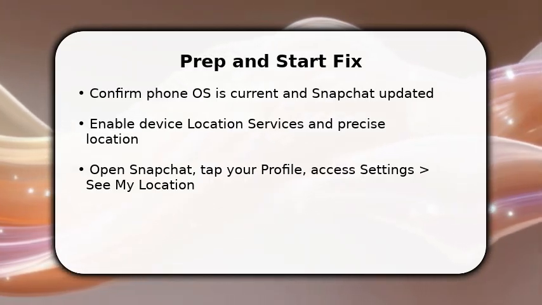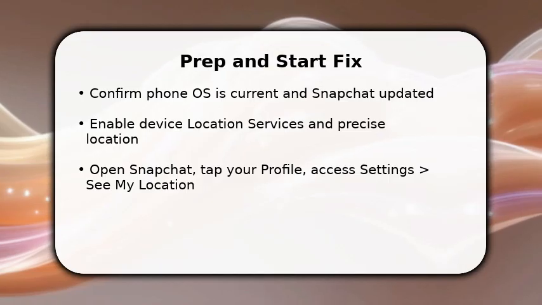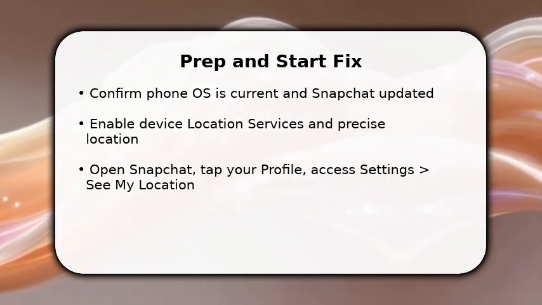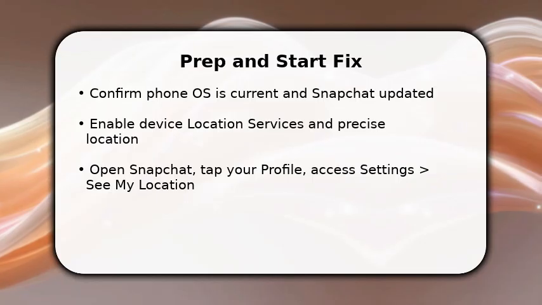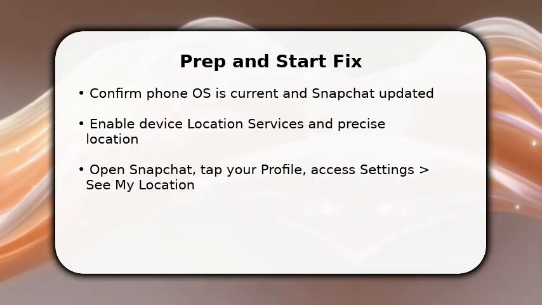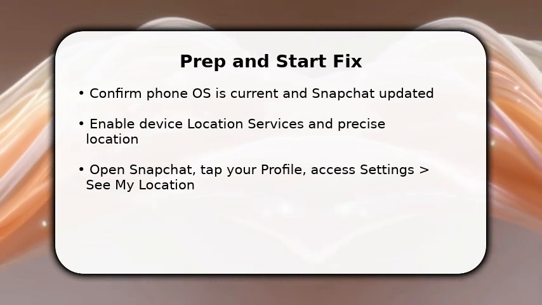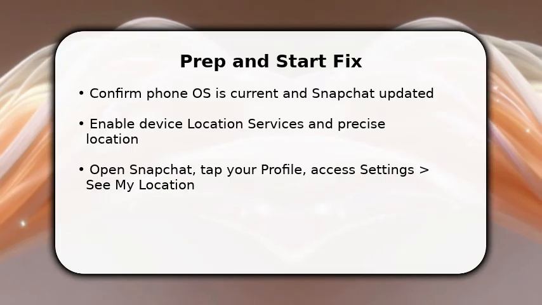Open Snapchat, tap your profile avatar, then the gear icon to open settings. From settings, go to See My Location. This is the control center for live location. You need these permissions first because Snapchat cannot fix or broadcast location without system-level access.